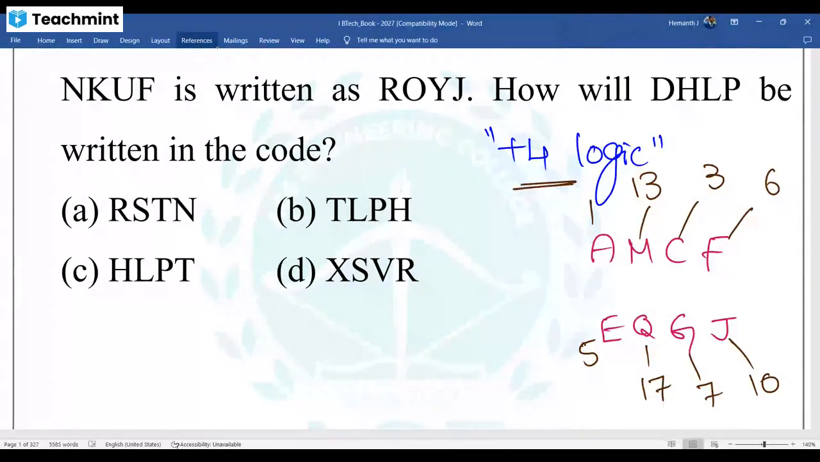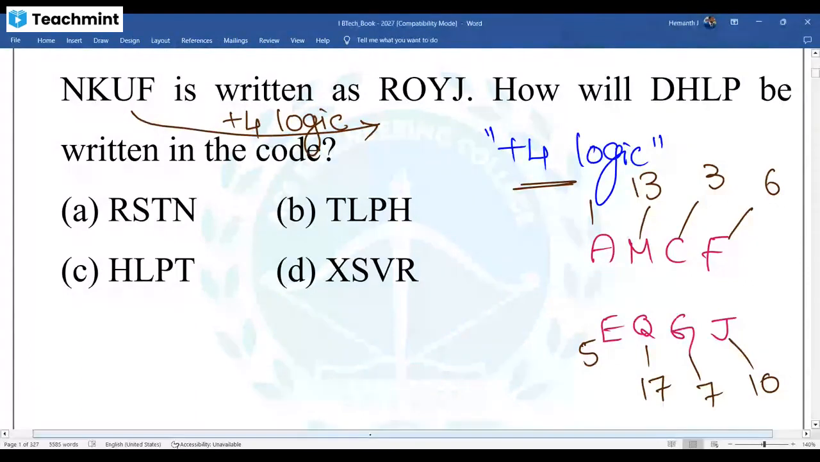In fact, they have given one more to check your logic. Not only AMCF, what is the other one? NKUF, ROYJ. Maintain those notes in parallel. Below every question, please copy the notes. So one more thing, NKUF is written as ROYJ. That is also given to check your logic. Yes, that's also plus 4 logic.